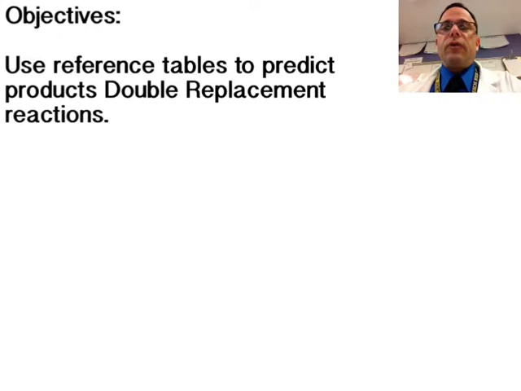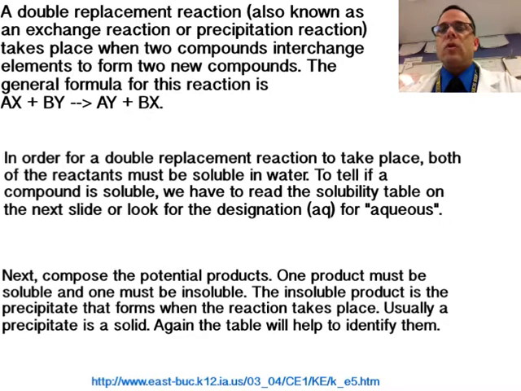Hi everyone. In this video, our objective is to use reference tables to predict products of double replacement reactions. Let's start by talking about what a double replacement reaction is. A double replacement reaction, also known as an exchange reaction or precipitation reaction, takes place when two compounds interchange elements to form new compounds. The general formula for this reaction is AX combining with BY yields AY and BX.